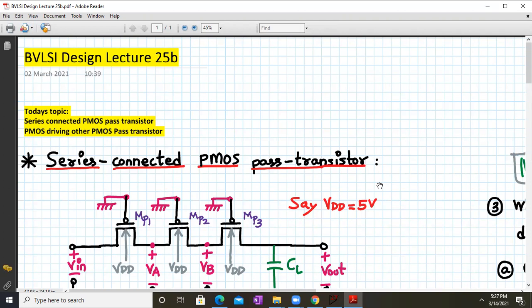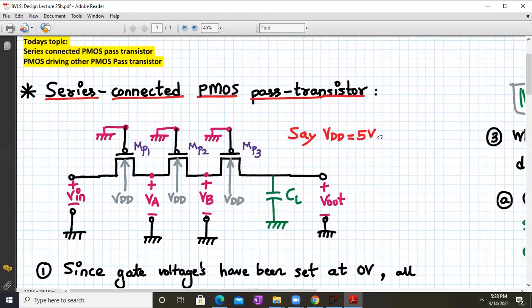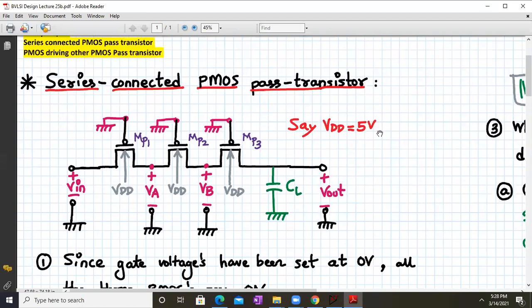Today we are going to study the series connected PMOS pass transistor logic concept, and another concept we will learn, which is PMOS driving other PMOS pass transistors. So let us see this scenario. We have series connected PMOS transistors connected back to back, three of them in fact, connected in series. All of their gate terminals are grounded. That means the PMOS transistors are on, all the three, MP1, MP2 and MP3.